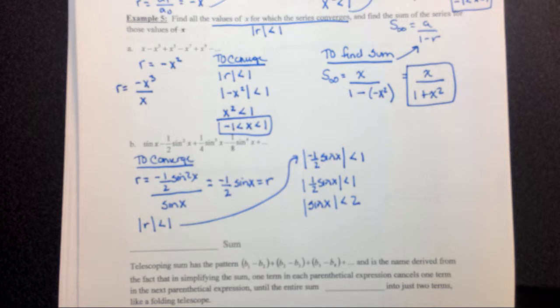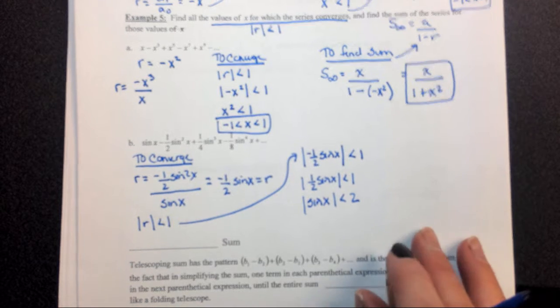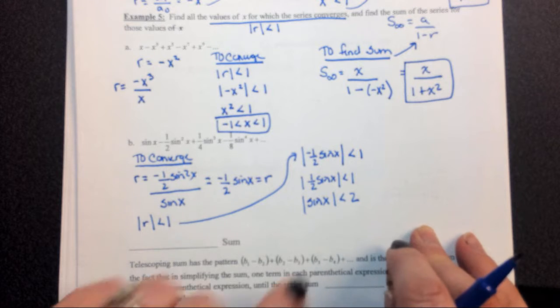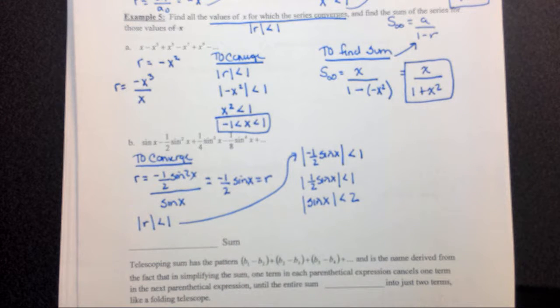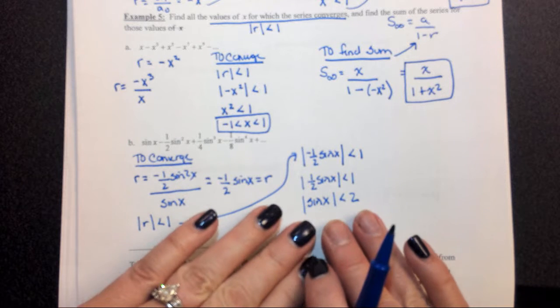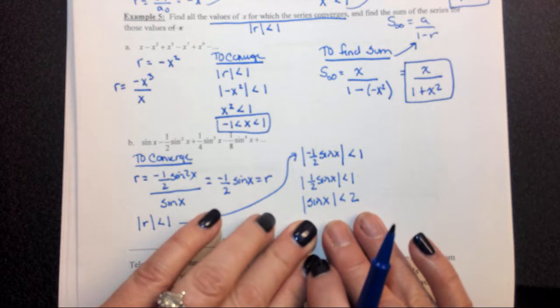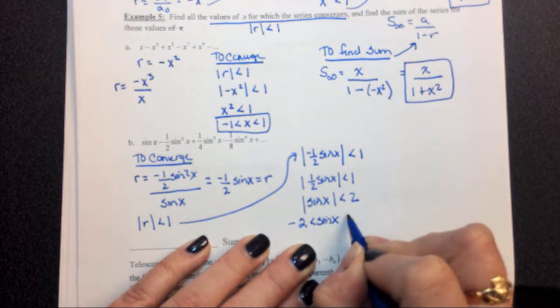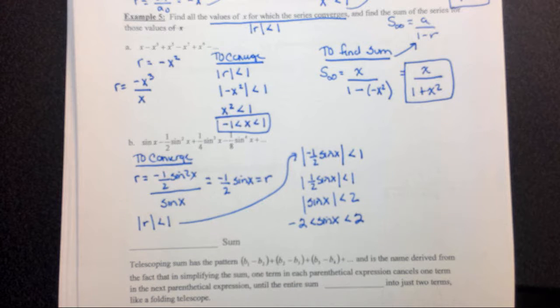Remember back from your Algebra 2 days, when you had those absolute value inequalities and it was a less than sign. You rewrote this as what kind of inequality? You rewrote this as a compound and inequality, correct? Remember doing those? The ands and the ors? Absolute value inequalities: if it was a greater than, you'd rewrite it as a compound or inequality. But because this is a less than sign, you're going to write it as a compound and inequality. So we rewrite this as negative 2 less than sine x less than 2.